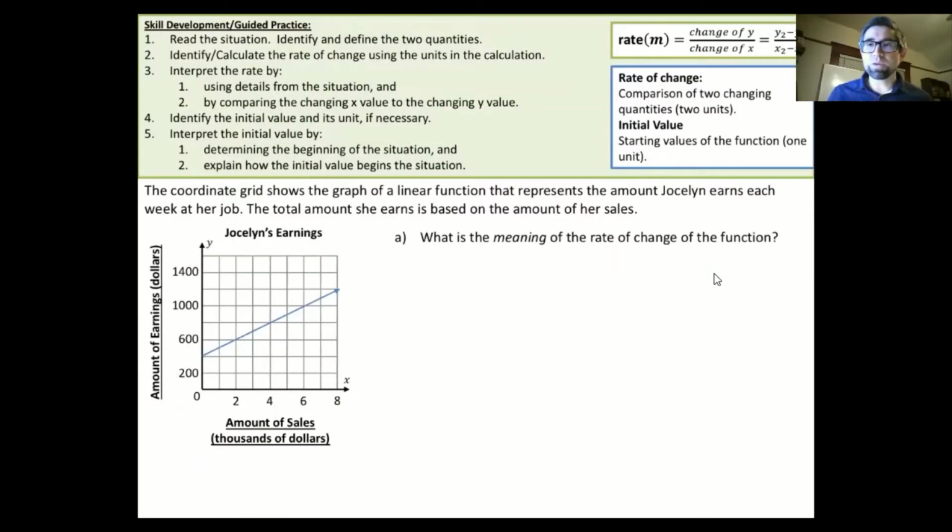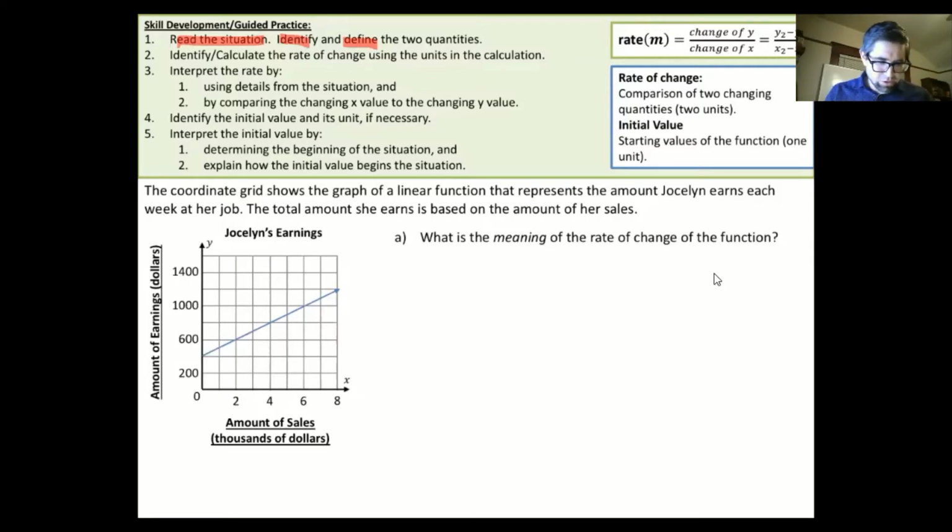Okay, so let's go through interpreting the rate and initial value of a linear function. To begin with, we always want to read the situation that we're talking about. But this time, as we're reading it, we want to identify and define the two quantities, the two things that are changing in this particular problem. So we want to identify and we want to define the two quantities. Okay, so let's go ahead and read it and see what we have here.